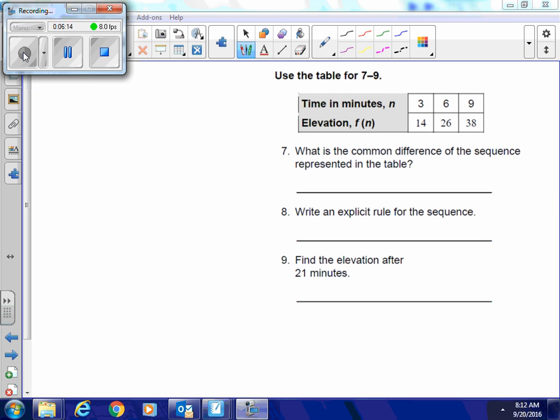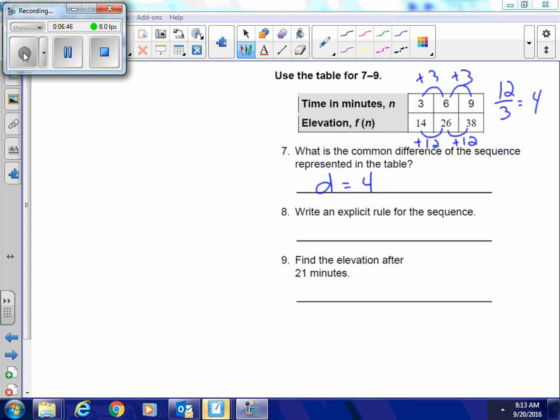For 7 through 9, we'll use this table when they want the common difference in this sequence. Well, normally to get the common difference, you just find out the difference between your terms, which in this case is 12. However, we need to look up here because we're not counting by ones in our position number. We've got a difference here of 3 each time. So our common difference is 12 divided by 3, which is 4.